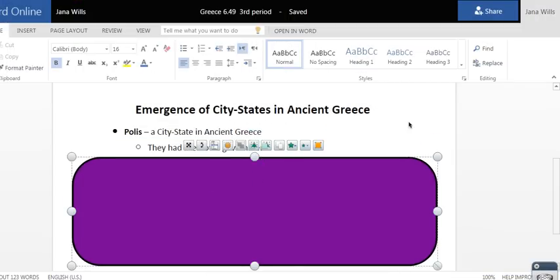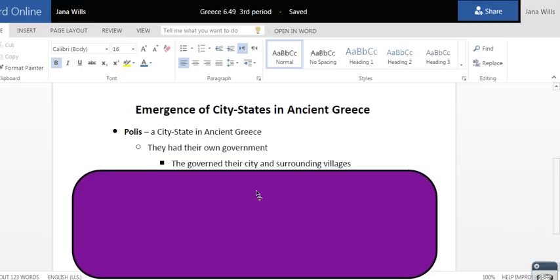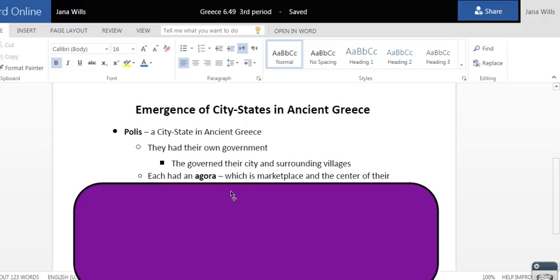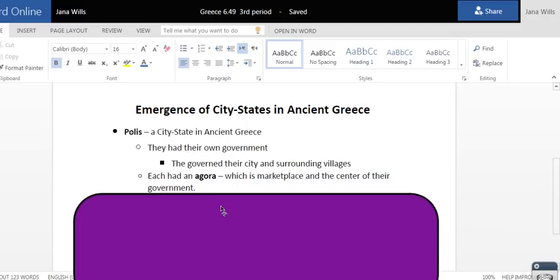So we have that a polis was a city-state in ancient Greece. Here are some facts about the polis. They had their own government. They governed their city and surrounding villages. Each had an agora, which is a marketplace and the center of their government. Acropolis, we're not to that point yet. We will be getting there though. But each polis had an agora.